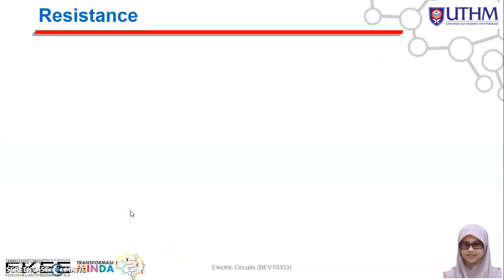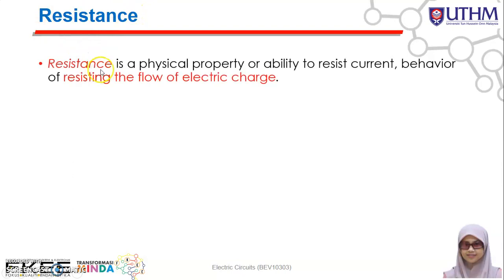All right, so before we go to Ohm's law, the first thing that we need to understand is the concept of resistance. Because as you might know, Ohm's law is given by V is equal to IR. In the previous chapter 1, we learned the definition of voltage and the definition of current, right? So now we are going to see the concept of R, which is resistance. Resistance is actually the ability to resist the current, meaning it is the ability to resist the flow of the electric charge.